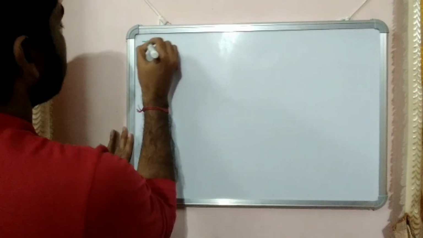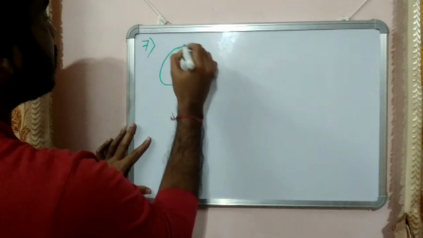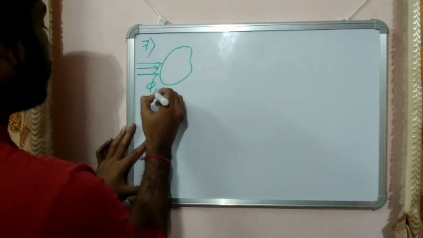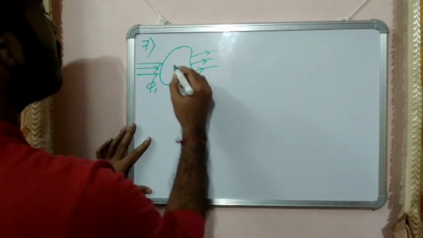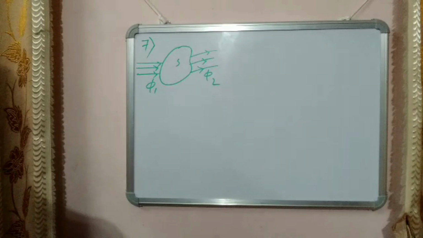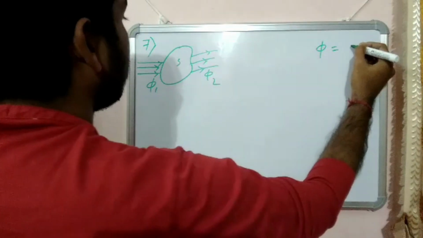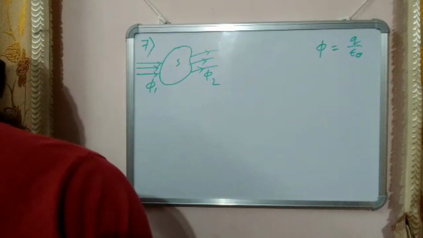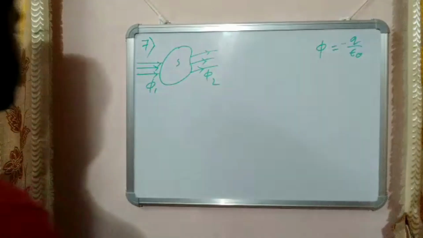Question number 7. There is a surface, and the flux entering this surface is phi 1, and the flux leaving the surface is phi 2. This is our surface. So if there is some flux, there must be a charge, and the relation between the flux and charge is flux is equal to Q by epsilon 0. Epsilon 0 is the permittivity of free space.